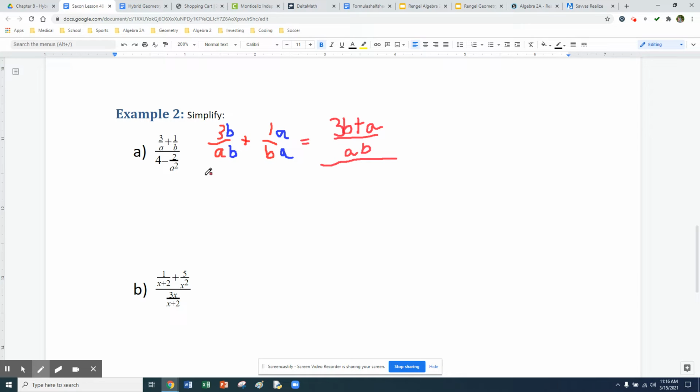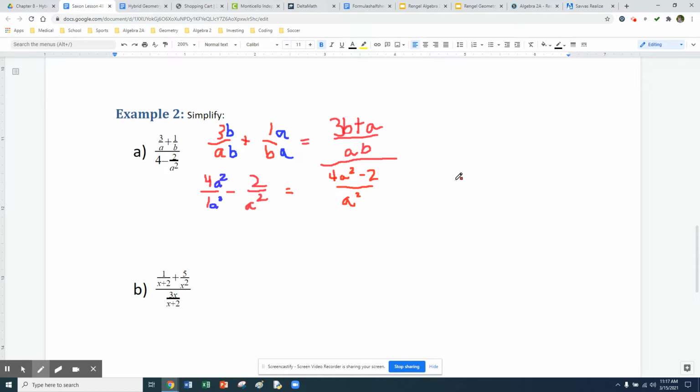So our denominator, we've got a 4 over 1 minus 2 over a squared. So again, I cannot subtract these until I have a common denominator. Well, this has a denominator of a squared. I have to make this denominator a squared. So I'll multiply both my numerator and denominator by a squared. Now I'm ready to subtract those. So up in my numerator, 4a squared minus 2 over a squared.